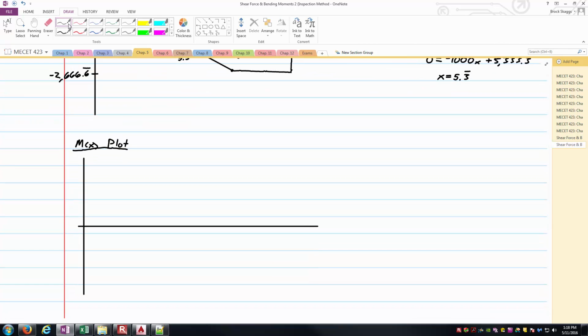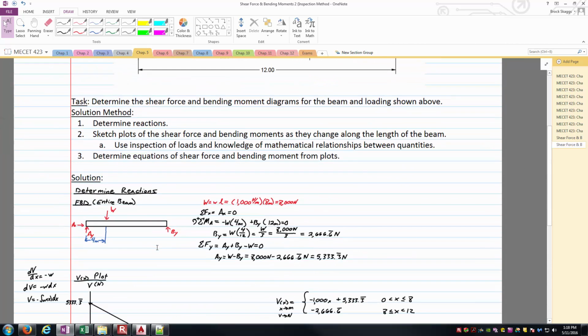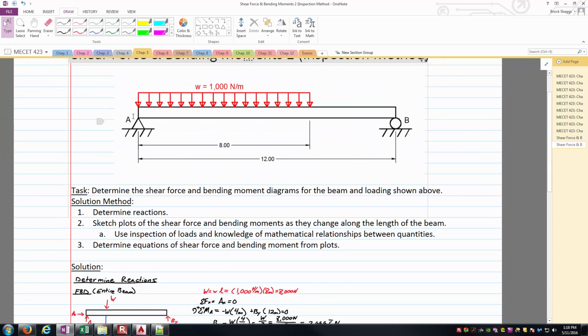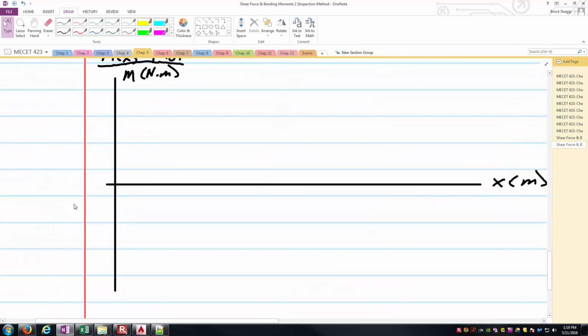Alright, and so here we'll have an M value, and this will be in Newton meters for the unit, and an x in meters. And so we're using this inspection method. First thing I'm going to think about is, well, I've got a pin joint here at A. It cannot support a moment, and so I know it's got to start at 0, 0.